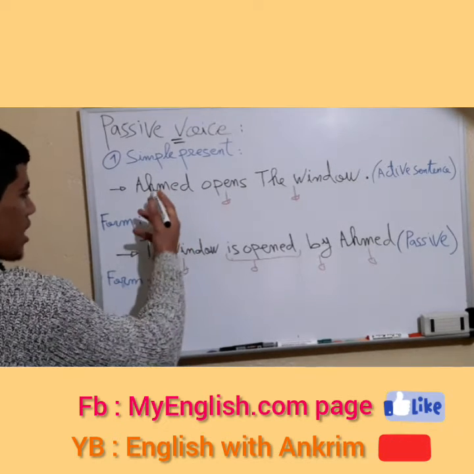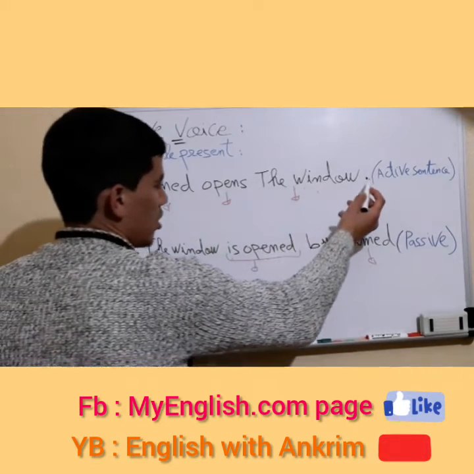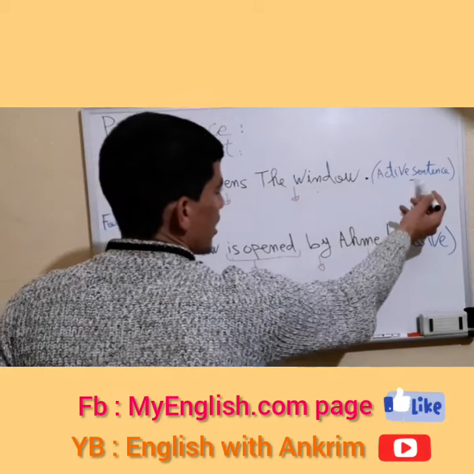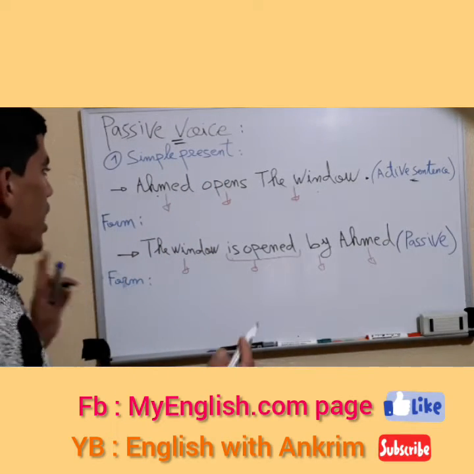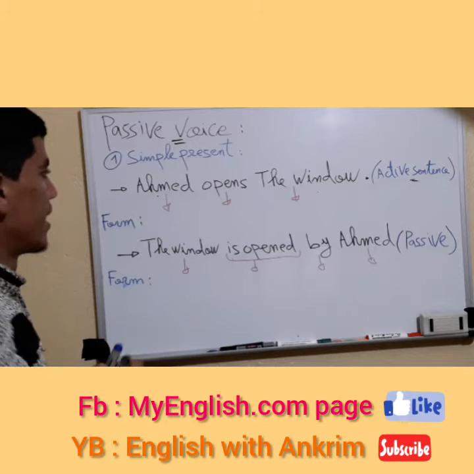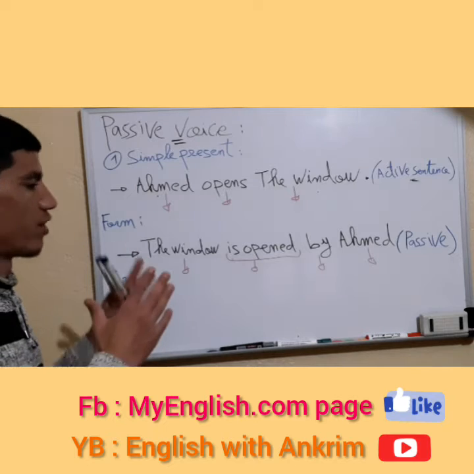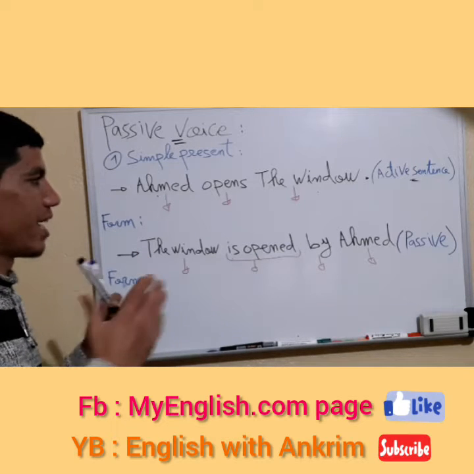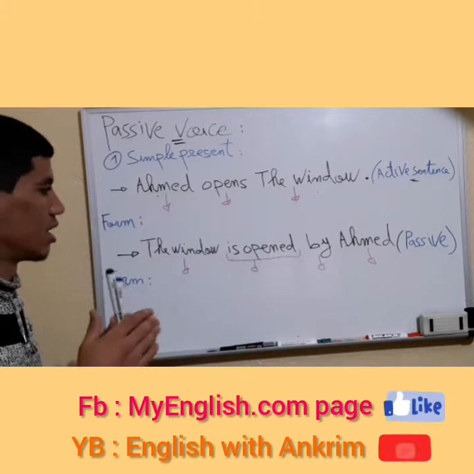So the first example is: Ahmed opens the window. Period. And this is an active sentence or active voice. Okay, so here we are going to determine the constituents of the sentence, so that after that in the passive sentence the tense will be clear.